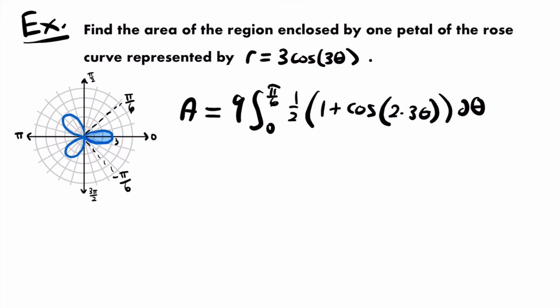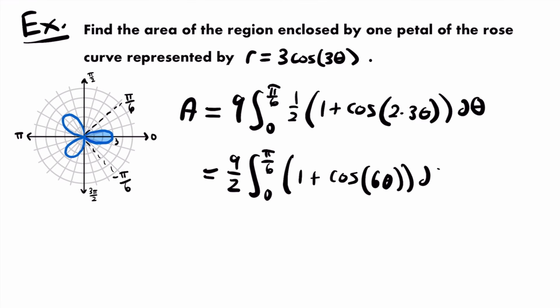Okay? Now the next thing that we can do is pull this 1/2 to the outside. 9 times 1/2 is 9/2. So this is equal to 9/2 times the integral from 0 to pi divided by 6 of 1 plus cosine of 2 times 3 theta. 2 times 3 is 6, so we'll have 6 theta d theta.